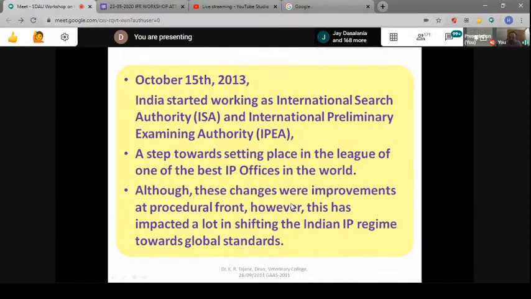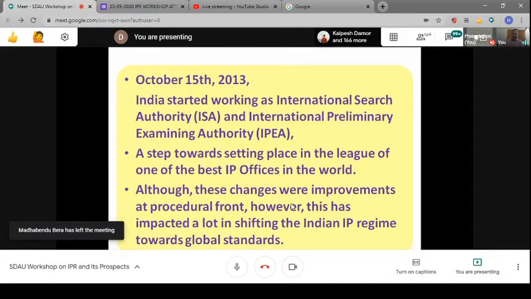Policy remains the same, but you have eased the process of filing a patent. Whatever it may be, it has impacted a lot in shifting the Indian IP regime toward the global standard. Because of this change, our focus shifted towards the global standard. Otherwise, before 2012 or 13, or even before 2010, we were not bothered about innovations, technology transfers, or protection of intellectual property rights. But because of these changes, our focus shifted from local to global. So that is the advantage.